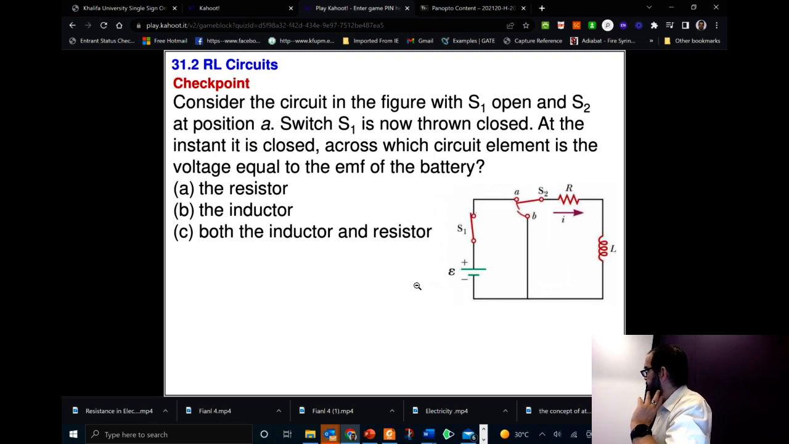I will read it. Consider the circuit in the figure with S1 open and S2 at position A. Switch S1 is now thrown closed. At the instant it is closed, across which circuit element is the voltage equal to the EMF of the battery? Is it across the resistor, the inductor, or both the inductor and resistor? I'll give you half a minute to think about this.